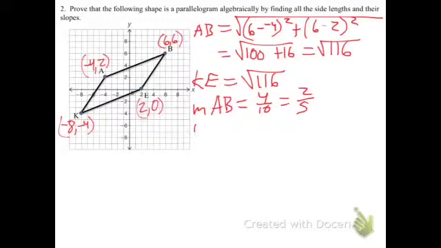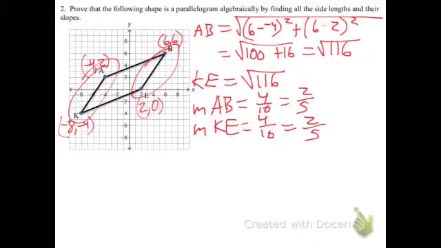The slope of KE is actually the same thing. The run is 10, and then the rise is 4. So yeah, again, the slope is going to be 4 over 10, which, when you reduce it, you get 2/5. So we have same lengths, same slopes. We just need to now get KA and EB to be the same as well.